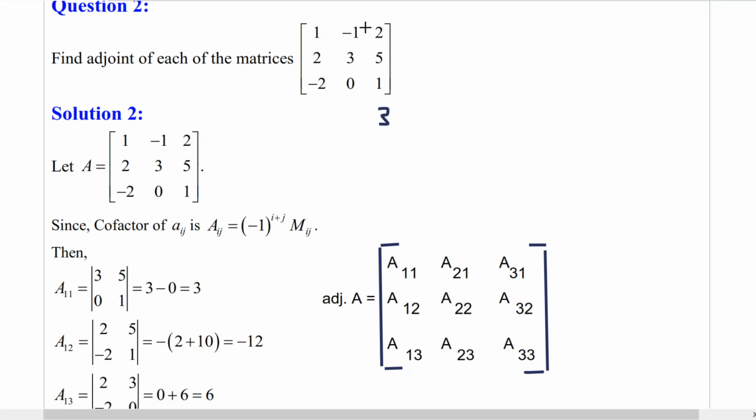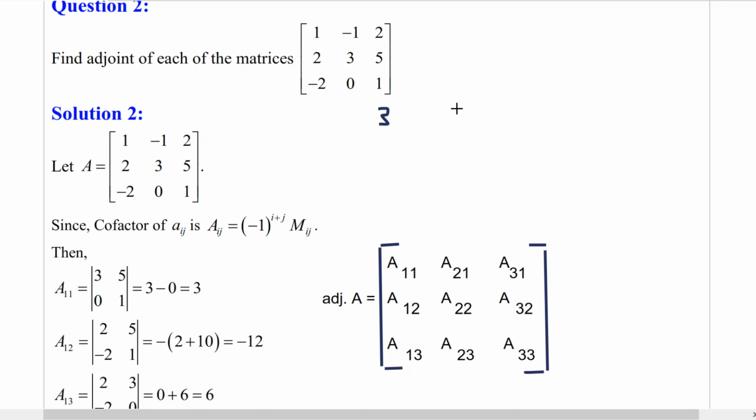Now I'll hide this element by row and column, that is a12, right? Hiding it with row and column, I'll get 2, 5, minus 2, 1. You can see here also. So 2 ones are 2, minus minus 10, that is plus 10, it will be 12.